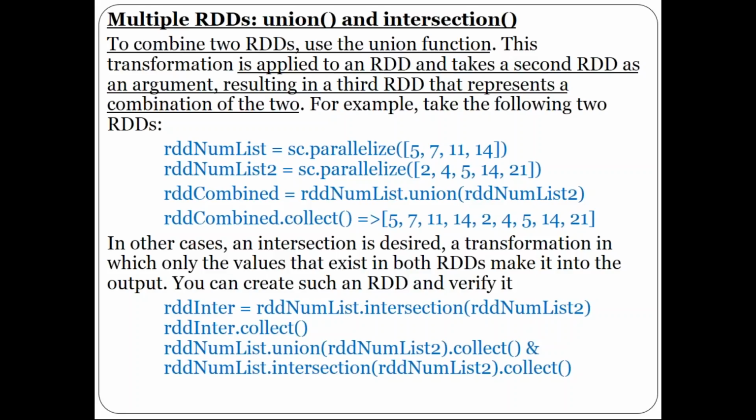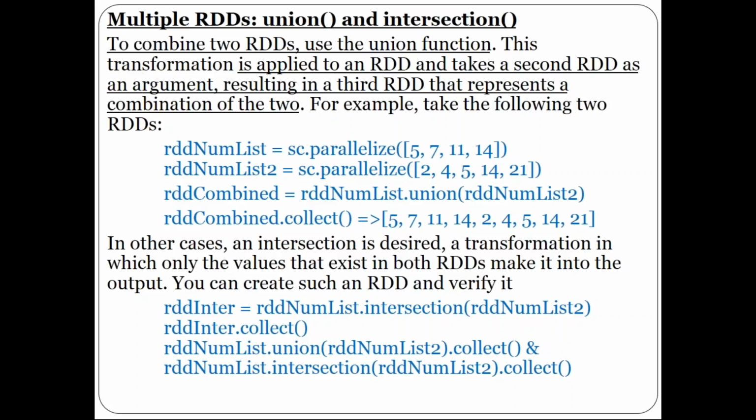In the other case, intersection. In intersection, you have different data sets. When you combine two data sets, it will give you the common result, the common elements in data set 1 and data set 2. That is how you can understand combining multiple RDDs, unions and intersections.